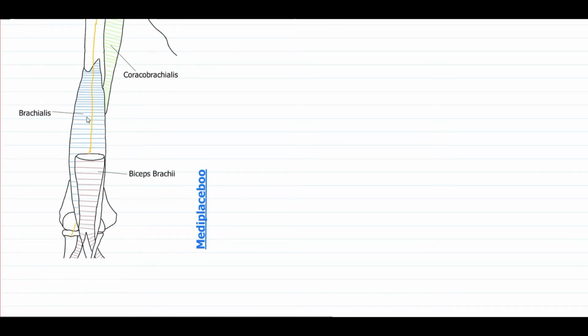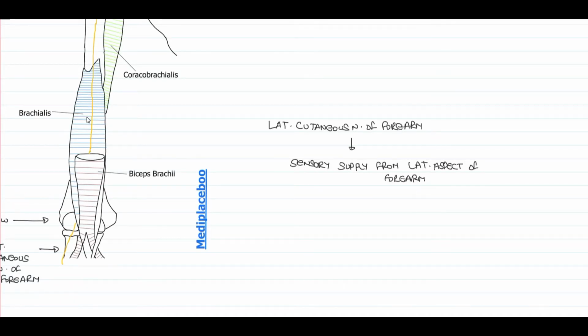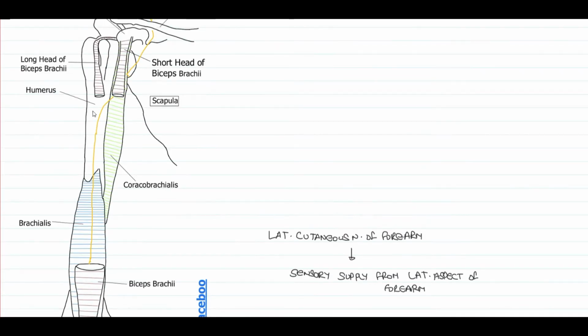Here at the elbow joint, the musculocutaneous nerve will terminate and will further continue as the lateral cutaneous nerve of forearm. The lateral cutaneous nerve of forearm will take sensory supply from the lateral part of forearm. The name musculocutaneous in itself can be divided into two halves, that is musculo and cutaneous. That is, musculo refers that it supplies the anterior aspect of arm, and cutaneous refers that it takes sensory supply from the lateral part of the forearm.